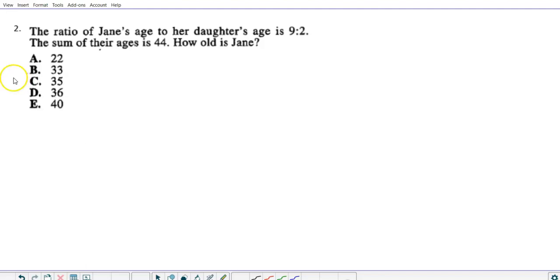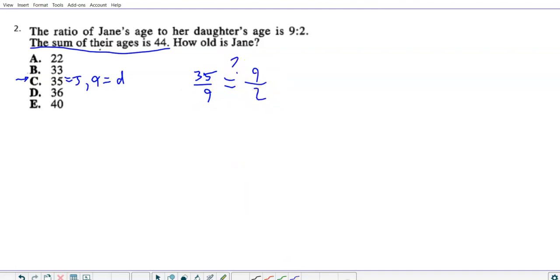So when I try this kind of problem, I like to plug in the middle answer first. So let's pretend Jane is 35. If this is true, that the sum of their ages is 44, if Jane is 35, that means that her daughter must be 9 because they add up to 44. So if that's true, what's the ratio of the daughter's age to her age, or her age to her daughter? So 35 divided by 9, is that equal to 9 over 2?